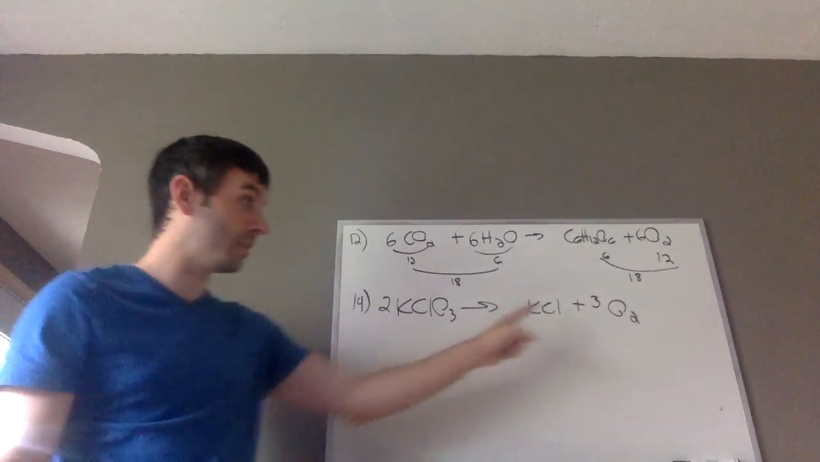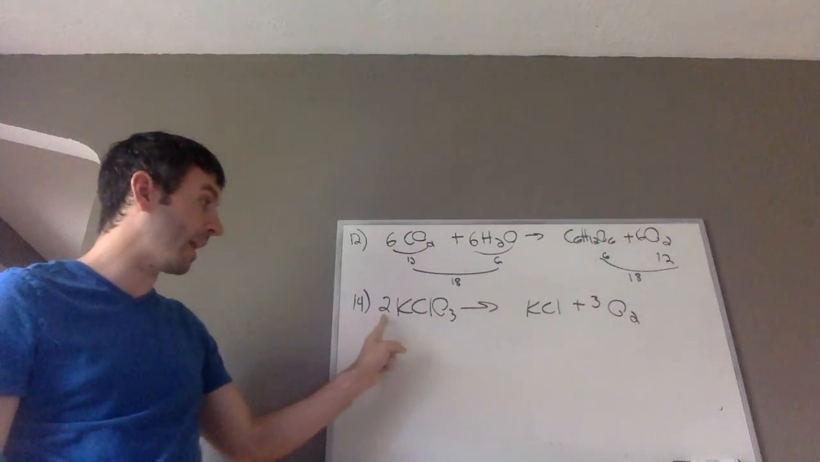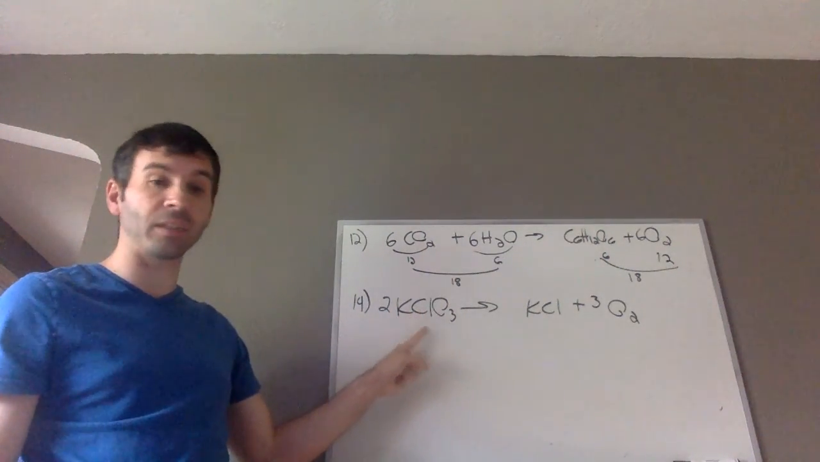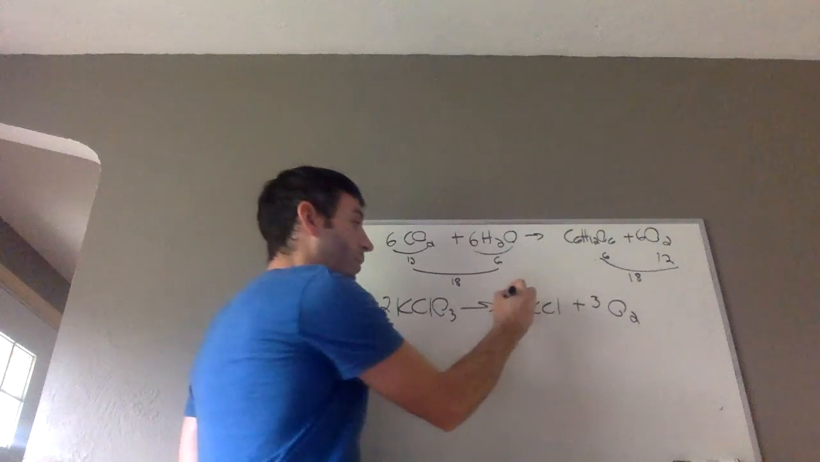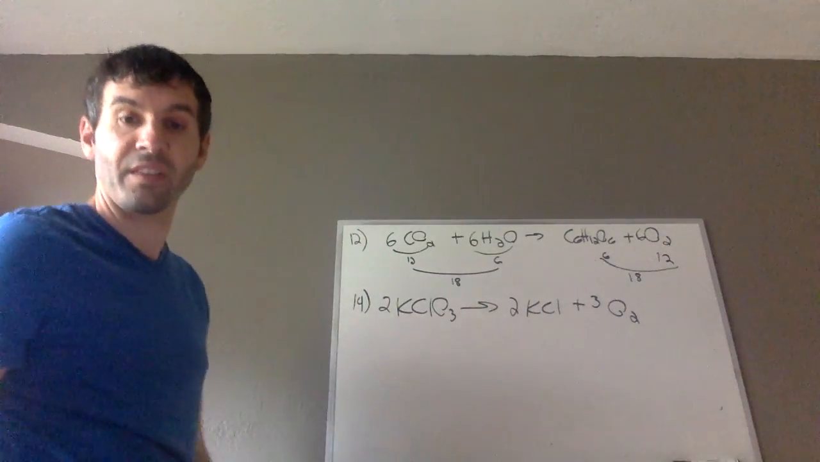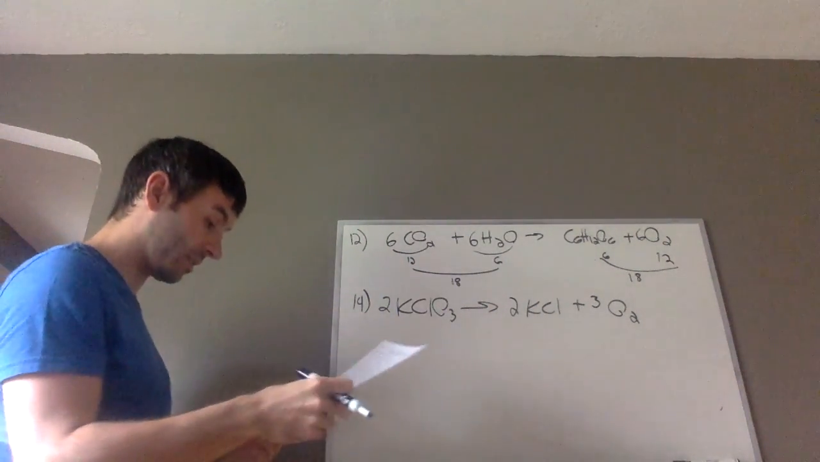So I added a 2 here and a 3 here. However, when I add the 2 here, I change the number of potassiums and chlorines as well to 2. So I have to add a 2 in front of that potassium chloride on the right.